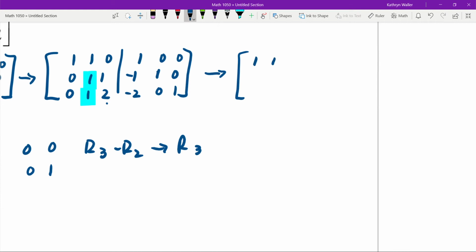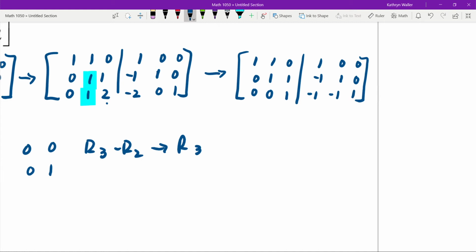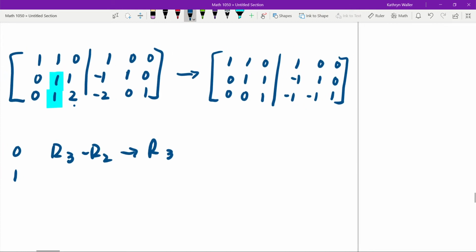Okay? So row 1 stays the same. Row 2 does not change. Go row 3 minus row 2. 0 minus 0, 0. 1 minus 1, 0. 2 minus 1, 1. Negative 2 minus a negative 1. That's a negative 2 plus 1, which is a negative 1. 0 minus 1, negative 1. 1 minus 0, 1. The next thing I'm supposed to get is a 1 in the corner, and I did.